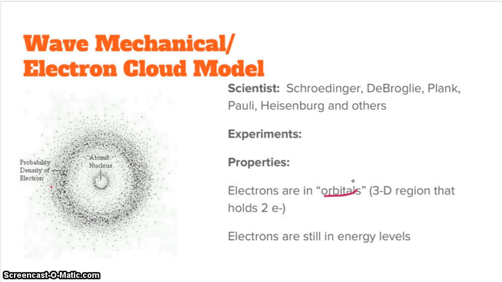Now, this is very hard for us to represent or to draw out. So we don't usually use the wave mechanical model when we are going to diagram or draw out an atom. We go back and we use the Bohr model because it's easier to put that two-dimensionally on paper. But some of the scientists that you might see come up in our discussion when we talk about this atomic theory are Schrödinger, de Broglie, Planck, Pauli, and Heisenberg. Again, these are just some of the big names. There have also been many others that have been included in creating this model.